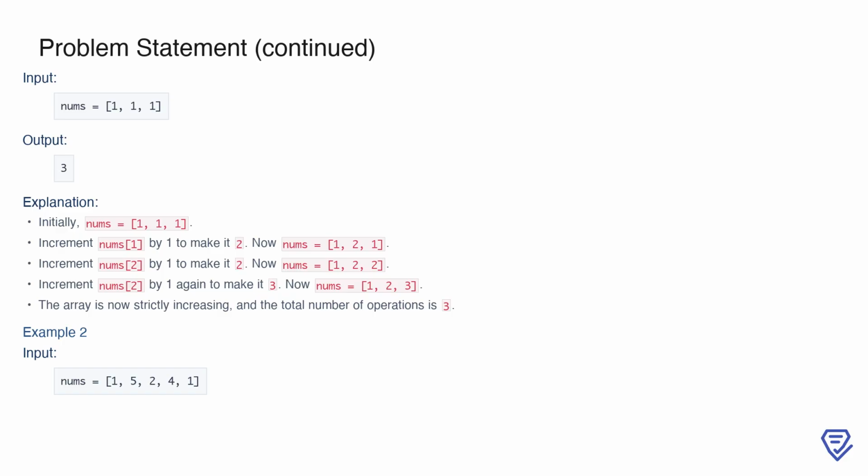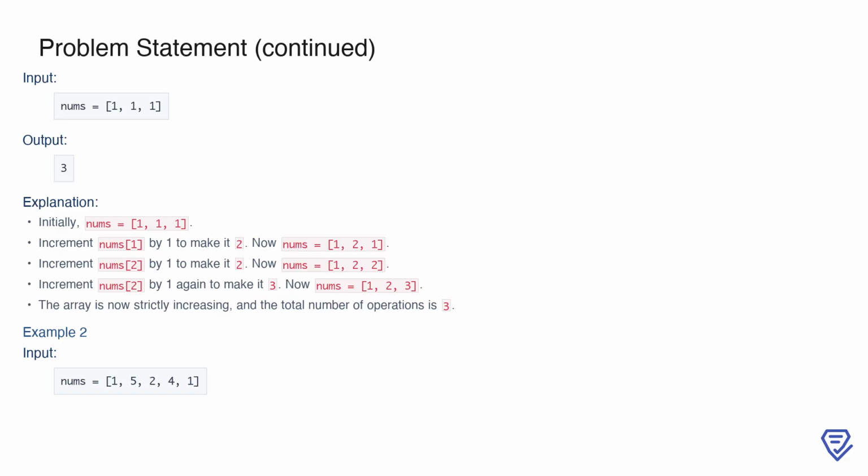Suppose the input array is nums equals 1, 1, 1. Here, the array is not strictly increasing because nums[0] is equal to nums[1], and nums[1] is also equal to nums[2]. To fix this, we increment nums[1] by 1, making it 2. Now the array becomes 1, 2, 1. However, the last element, nums[2], is still less than or equal to nums[1].